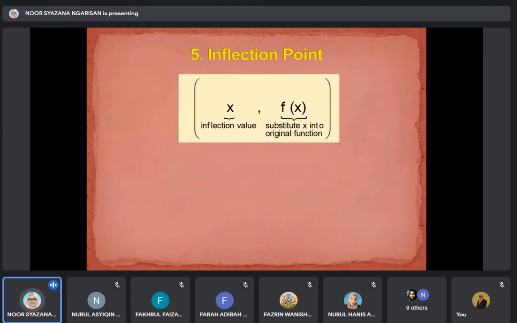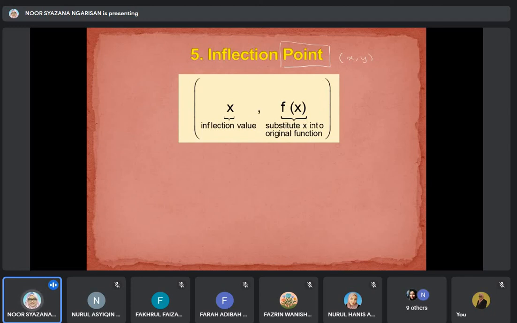Inflection point. How to find inflection point? So again, point. Kalau point mesti ada koordinat x dan koordinat y. So the x coordinate is from the inflection value. Okay, kalau tadi critical point, kalau critical point, x dia daripada critical value. Tapi bila inflection point, x ni daripada inflection value. Okay, how to find the y coordinate? To find the y coordinate, substitute x into the original function.